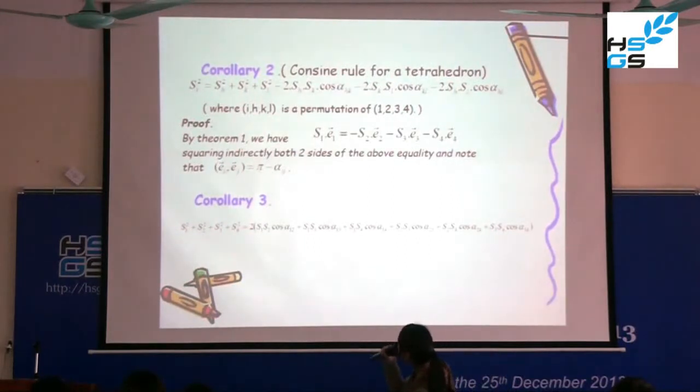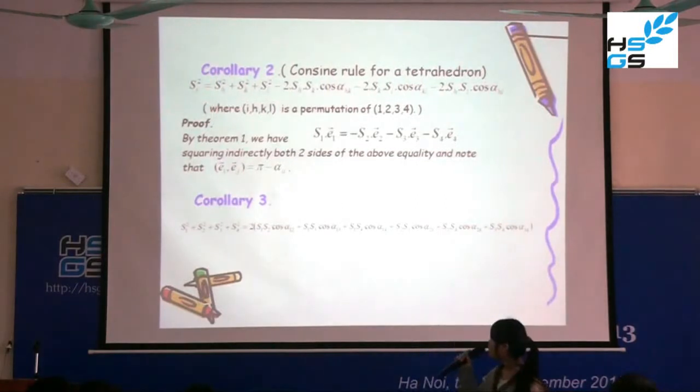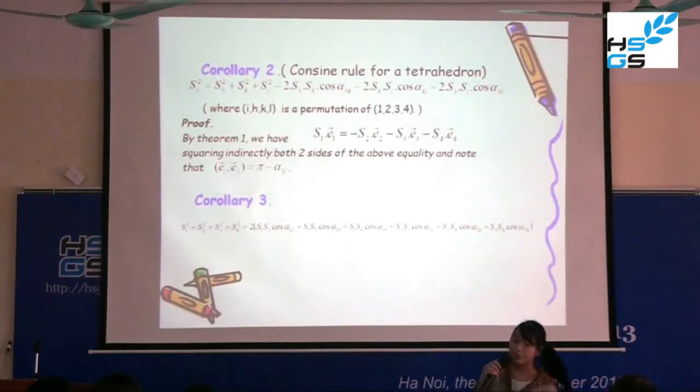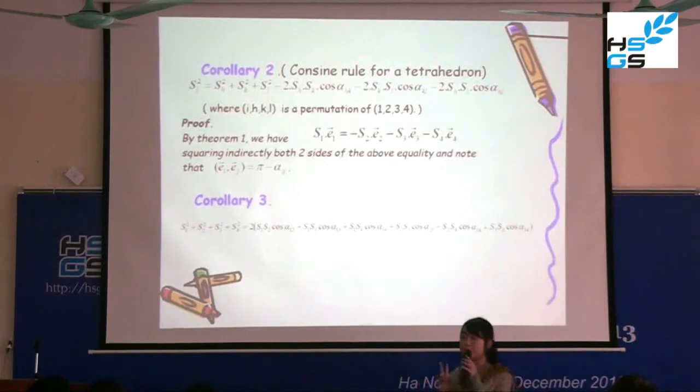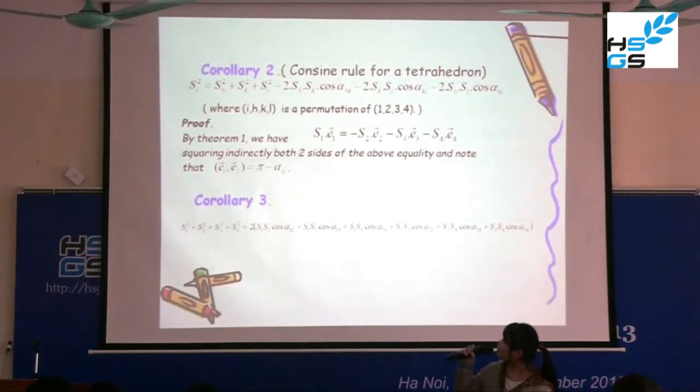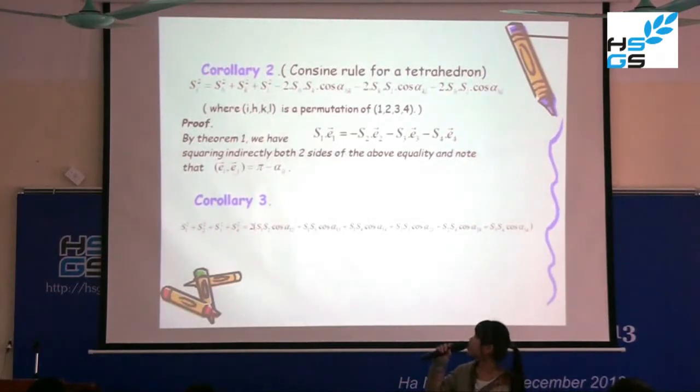Let i, j, k, l be a permutation of 1, 2, 3, 4. And we prove it by theorem 1. We have this equality, and squaring both sides of the above equalities directly, and no subtraction, and the proof is complete. And from corollary 2, you will have four equalities, and with four equalities, you add all the equalities, and you will have corollary 3.